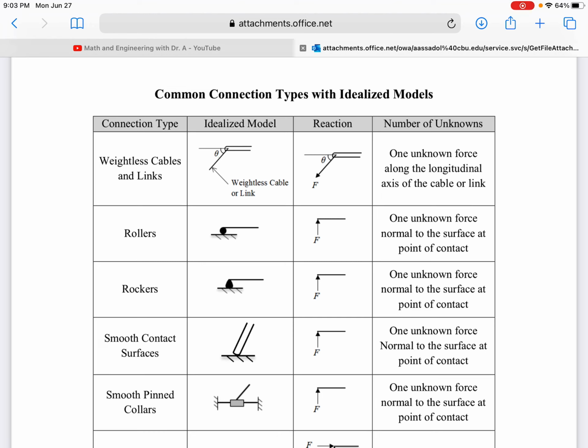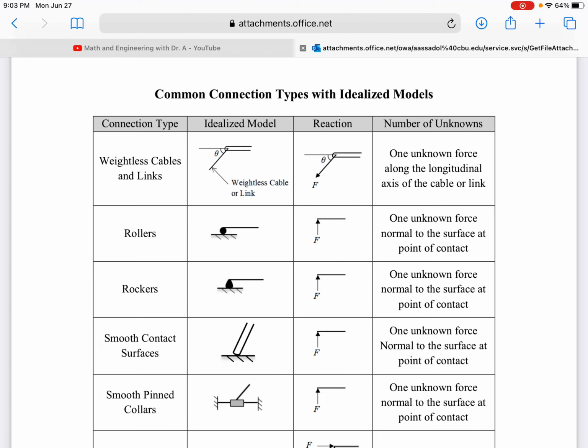If we look at the leftmost column, the second column is entitled Idealized Model. That's like what the symbol or the way we draw a figure that's related to the connection type. The third column is the reaction that's developed. And then the fourth column is a quick description of the number of unknowns.